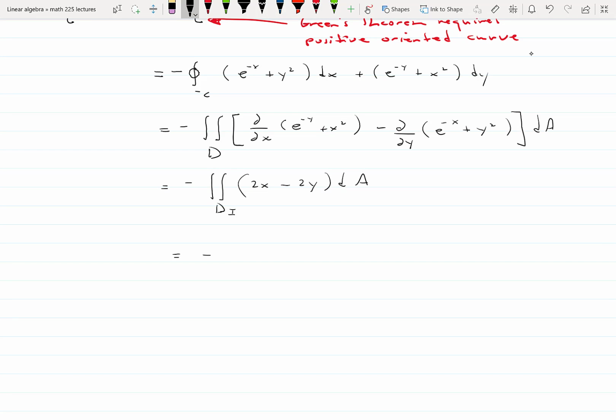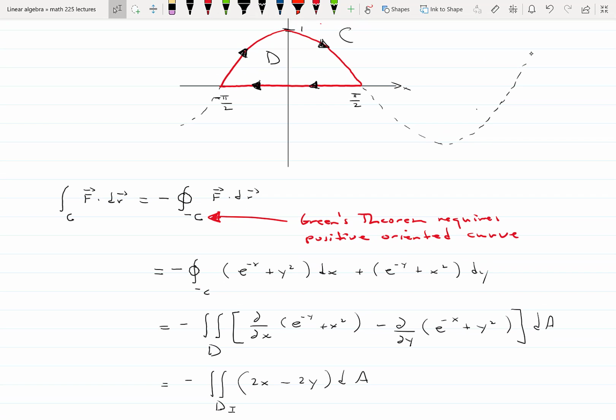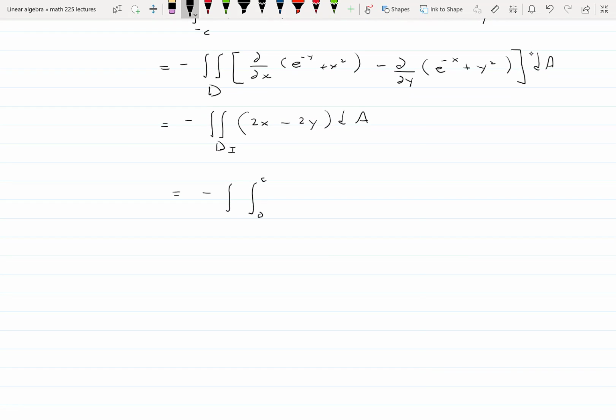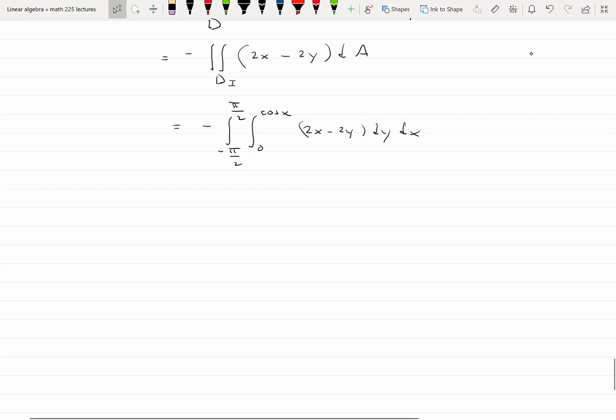Okay, so we can now rewrite this as an iterated integral. Type I, we're going from y equals 0 to y equals cosine x. Okay, and we're still going to be integrating 2x minus 2y in this iterated integral, dy, and then dx from minus pi over 2 to pi over 2. This integral is not so bad. You could evaluate it. Well, let's just keep going.